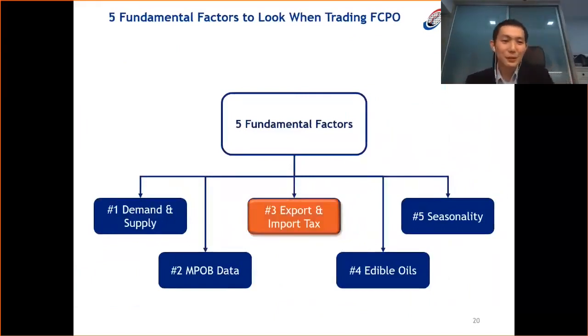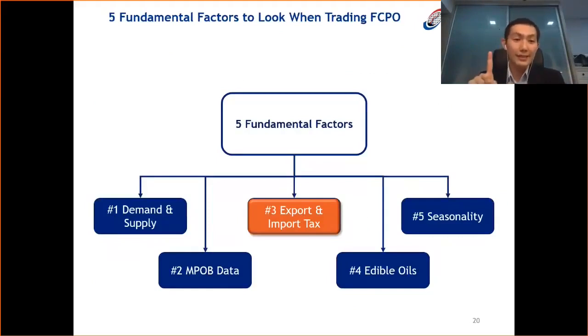Speaking about tax, sometimes when trading FCPO, you want to look throughout the news for the word tax, T-A-X. This is a little bit tricky because sometimes the news media or analyst reports might not use the word tax. They might use some other different words. So sometimes you might not be aware of the news changes or updates in the market. So let me tell you, there are three words that are similar to tax.